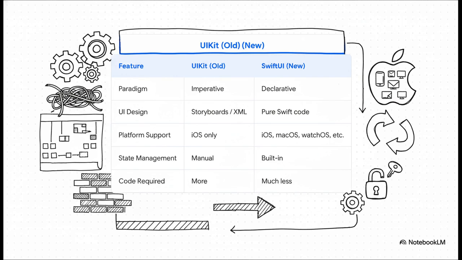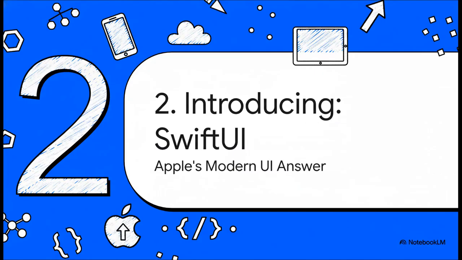This table really just lays it all out, doesn't it? With UIKit, you had that imperative, step-by-step approach, you were juggling XML-based storyboard files, and you had to manage all the state changes by hand. SwiftUI just flips that entire script. It's declarative, it's all written in pure Swift code, which is amazing, and check this out. It works across all Apple platforms. And the best part? State management is built right in. All of this means you write way less code to get fantastic results. So that was the old way. Let's move on and talk about Apple's modern answer to all that complexity and boilerplate.